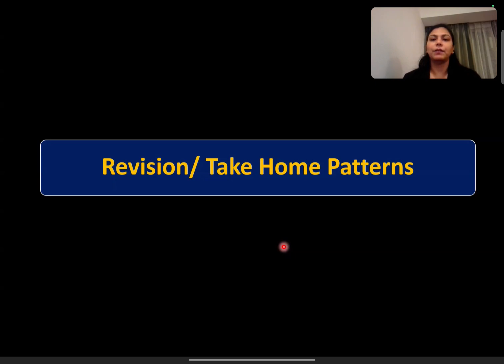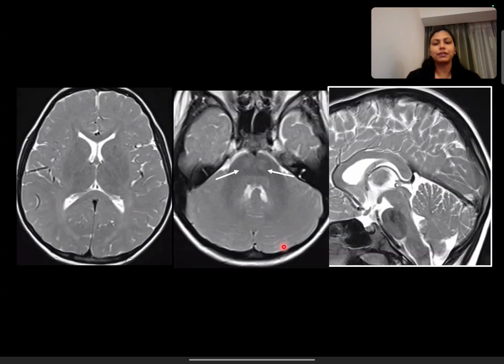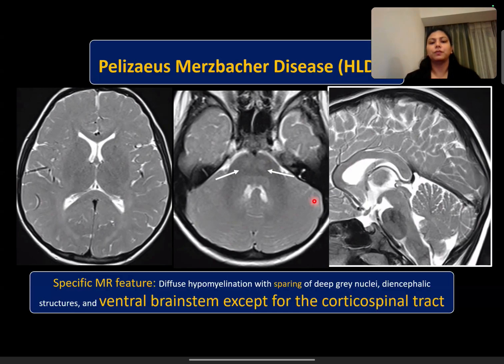So we'll again have a very quick revision of the cases which we already saw, and I hope that you all will answer. So what is this diagnosis? We see diffuse hypomyelination with involvement of the dorsal brainstem and sparing of the ventral brainstem except for the corticospinal tract. So the diagnosis is, yes, it is PMD, very good. So we see the involvement of the brainstem except for the ventral brainstem, and only in which the corticospinal tract is involved.